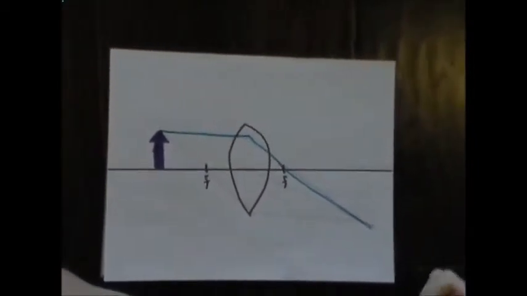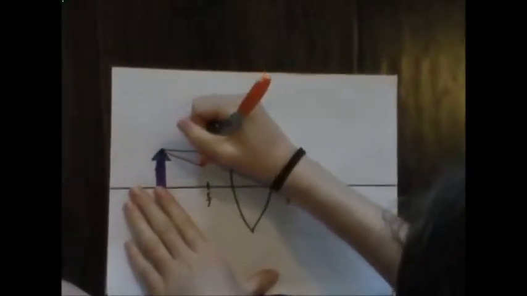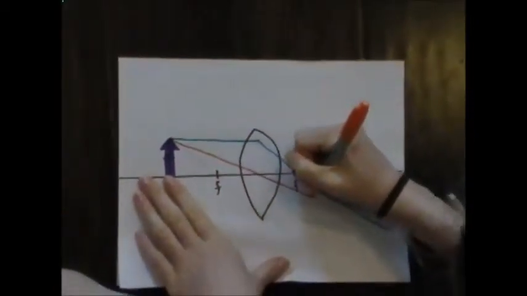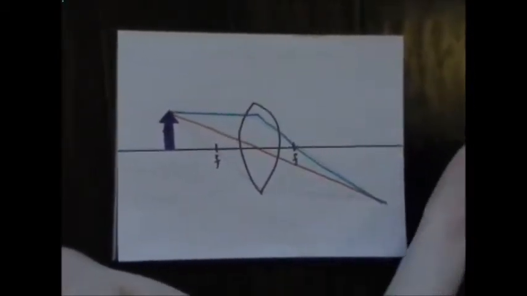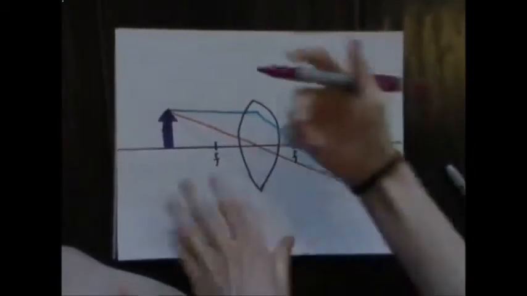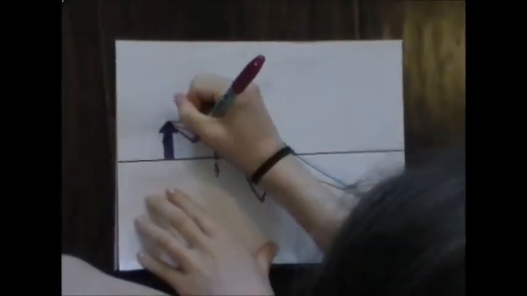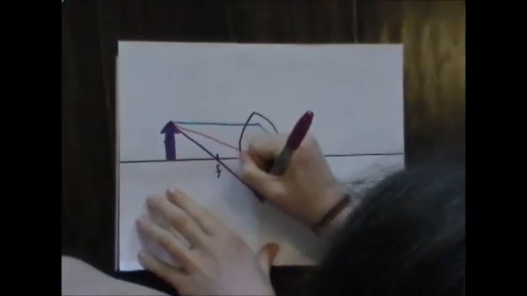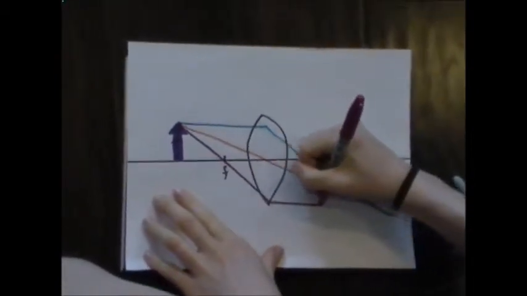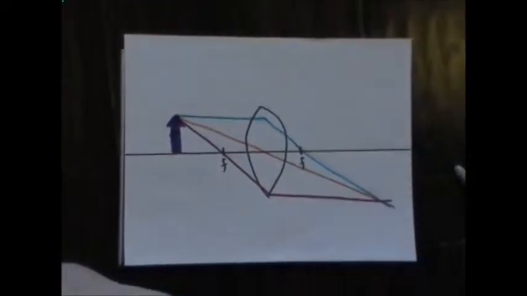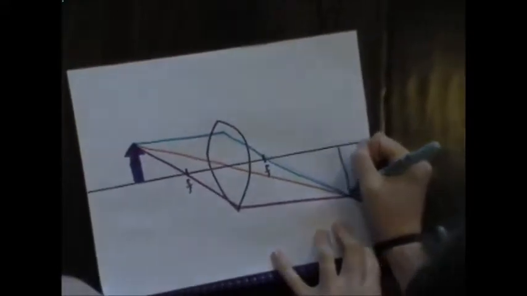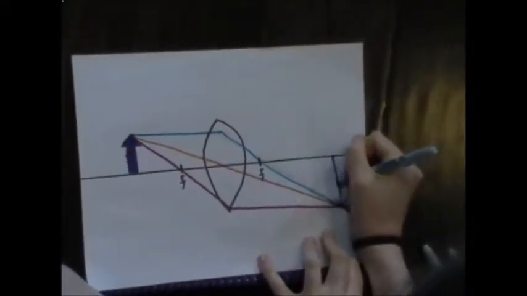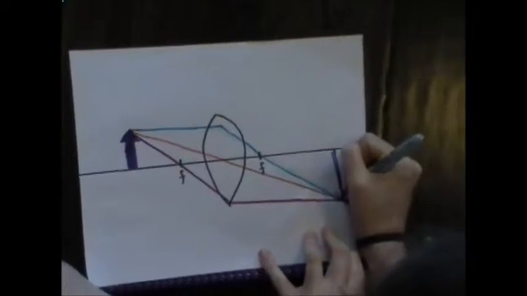Then your second line, you're going to take from the top of the image and just go straight through the middle of the lens and all the way down until it intersects with the first line. And for the third line, you will go from the top of the image to the focal length and then to the bottom of the lens, and then from there you'll go straight out until it intersects with the first two. And then your new image will be inverted, larger, and real, and on the opposite side of the lens facing down.